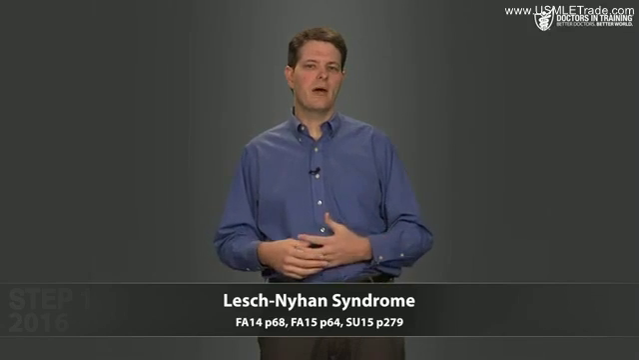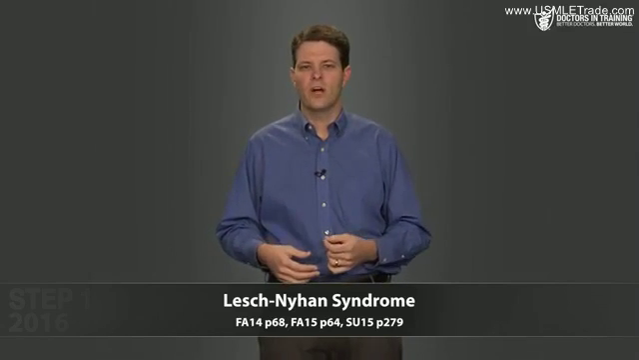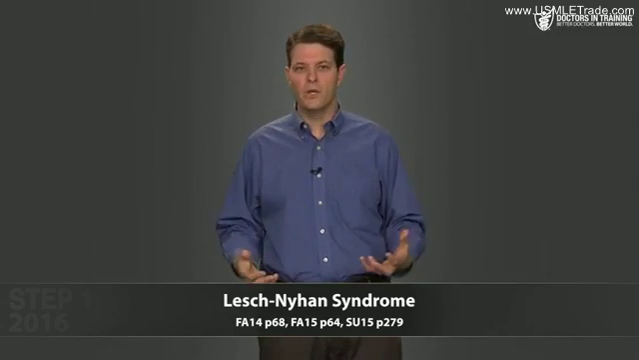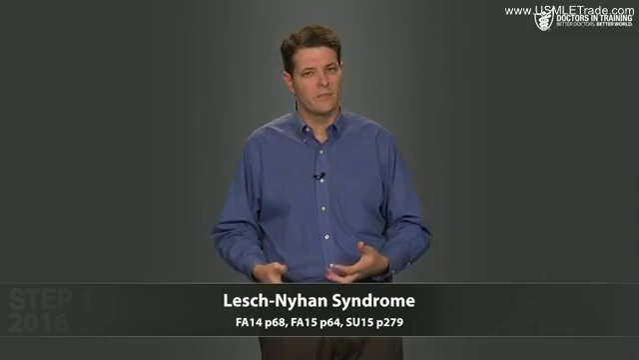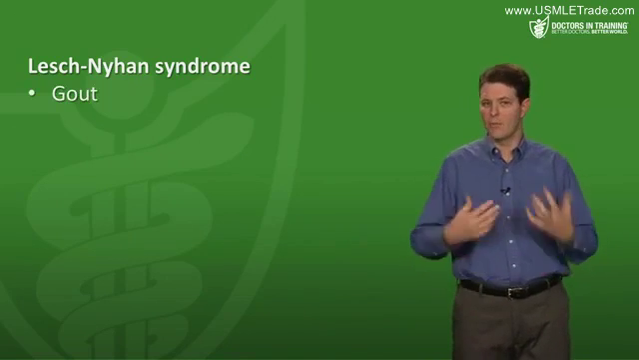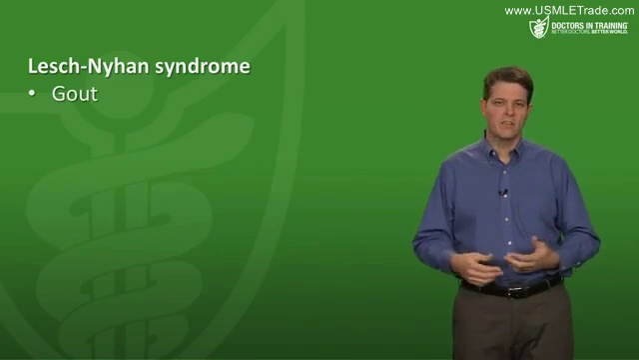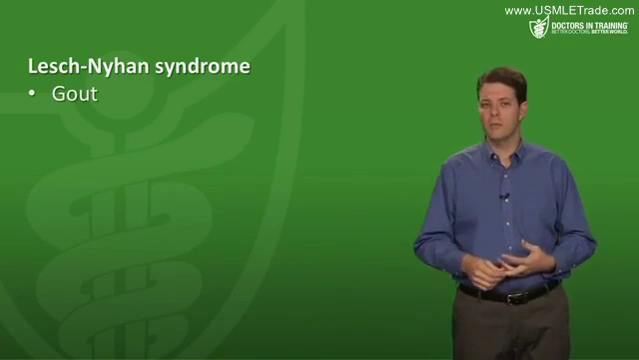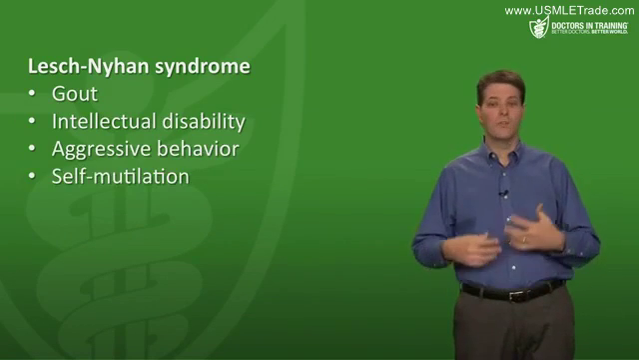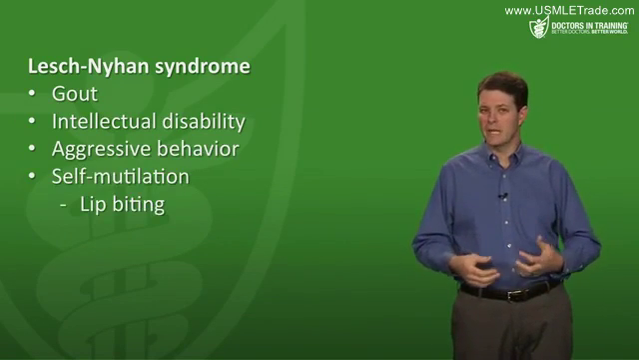Now, we're going to come back to this pathway in a moment, but first, let's talk about Lesch-Nyhan syndrome, which occurs in patients who are deficient in HGPRT. So these patients can't recycle or salvage GMP or AMP, so all the purines are going to get converted to uric acid. So one of the findings of Lesch-Nyhan syndrome is gout because of that hyperuricemia. Lesch-Nyhan syndrome also causes some CNS problems like intellectual disability and aggressive behavior and self-mutilation, which is classically lip biting.